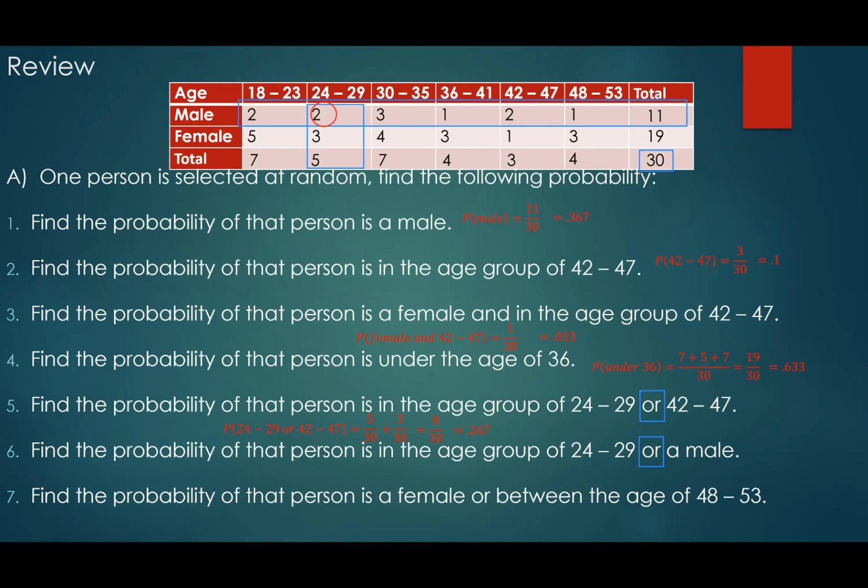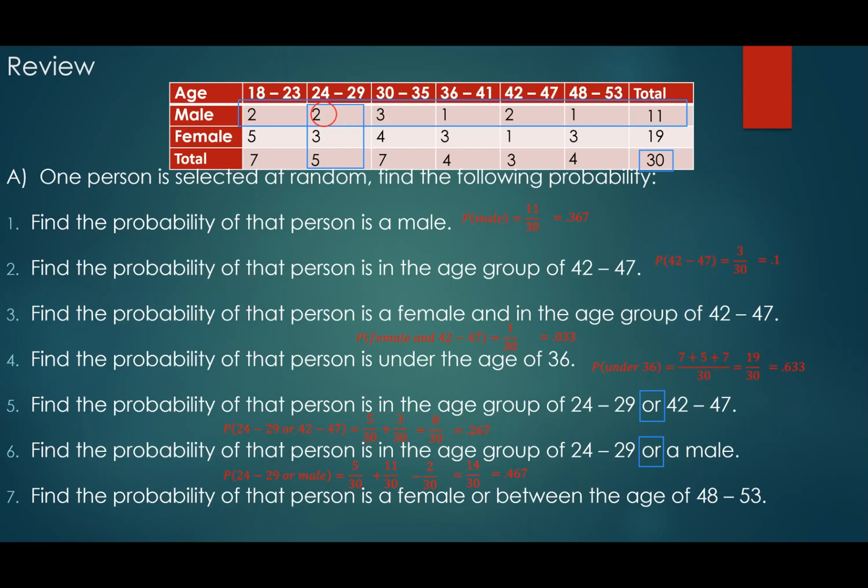And if they are not mutually exclusive, you have to take the probability of the first one, add the probability of the second one, and minus what they have in common. The probability of the age group of 24 to 29 is the same, 5 over 30. The probability of a male is 11 over 30, and I have to subtract what they have in common, where they intersect, which is 2 over 30. In this case, I have 14 over 30, which gives me 0.467.